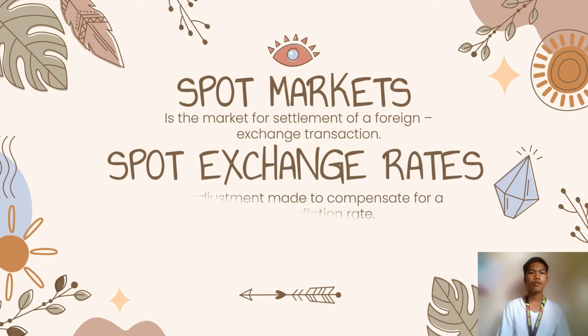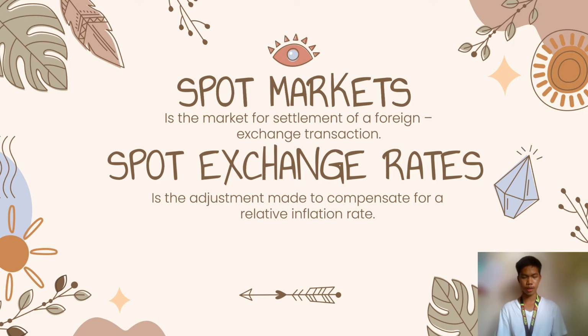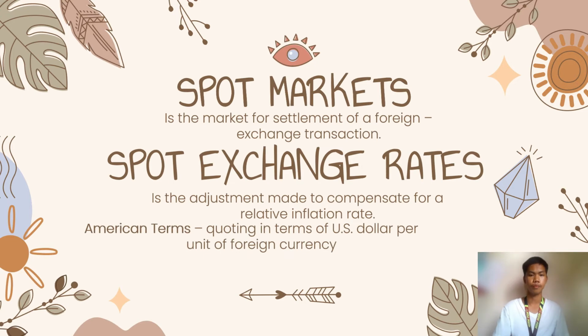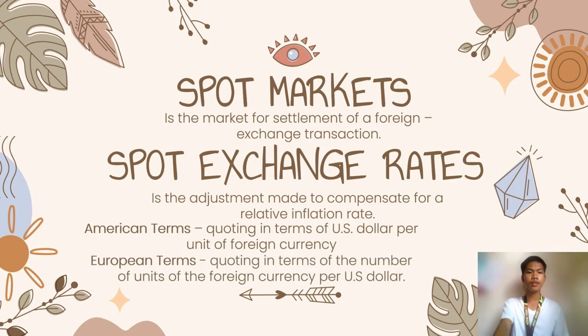Moving on, we have the spot markets. Spot markets is the market for settlement of a foreign exchange transaction. And spot exchange rates is the adjustment made to compensate for a relative inflation rate. This adjustment is called the purchasing power parity. Now, we have the American terms and the European terms. American terms quote in terms of US dollar per unit of foreign currency, and European terms quote in terms of the number of units of the foreign currency per US dollar.